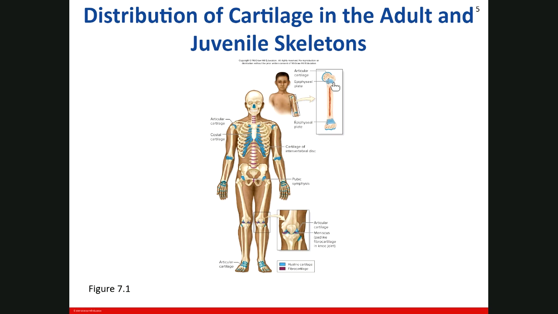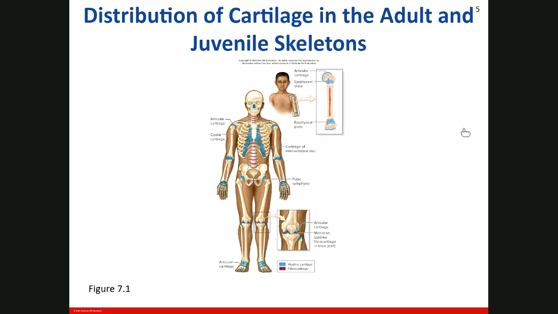And the other color which you can see in this picture is purple, which represents fibrocartilage. The fibrocartilage is located between the vertebrae in the intervertebral disc. You can see it in the meniscus, which we have in the knee, and also in the pubic symphysis. So this is the distribution of hyaline and fibrocartilage in different parts of the adult and juvenile skeleton. I will talk about these cartilages more for you.